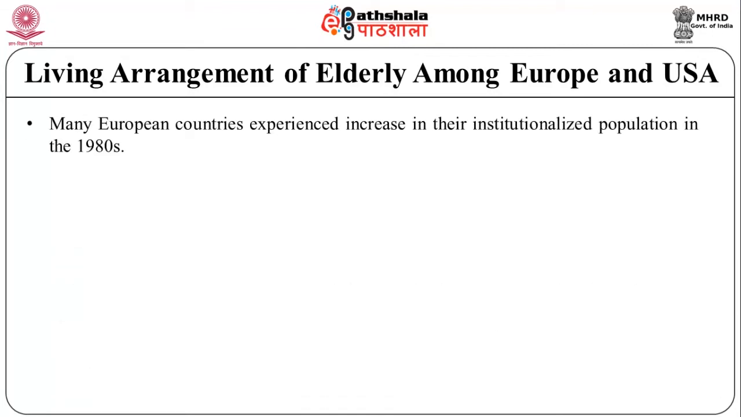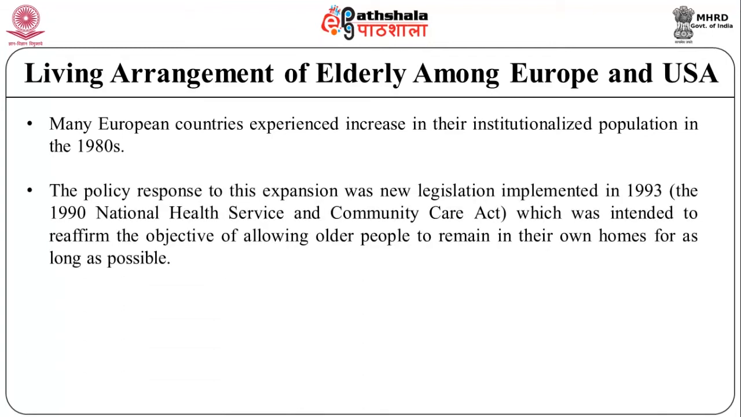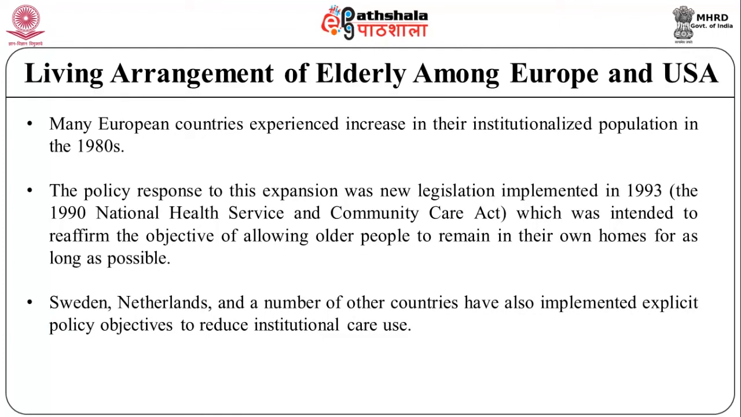Many European countries experienced increase in their institutionalized population in the 1980s. The policy response to this expansion was new legislation implemented in 1993, which was intended to reaffirm the objective of allowing older people to remain in their own homes for as long as possible. Sweden, Netherlands, and a number of other countries have also implemented explicit policy objectives to reduce institutional care use.